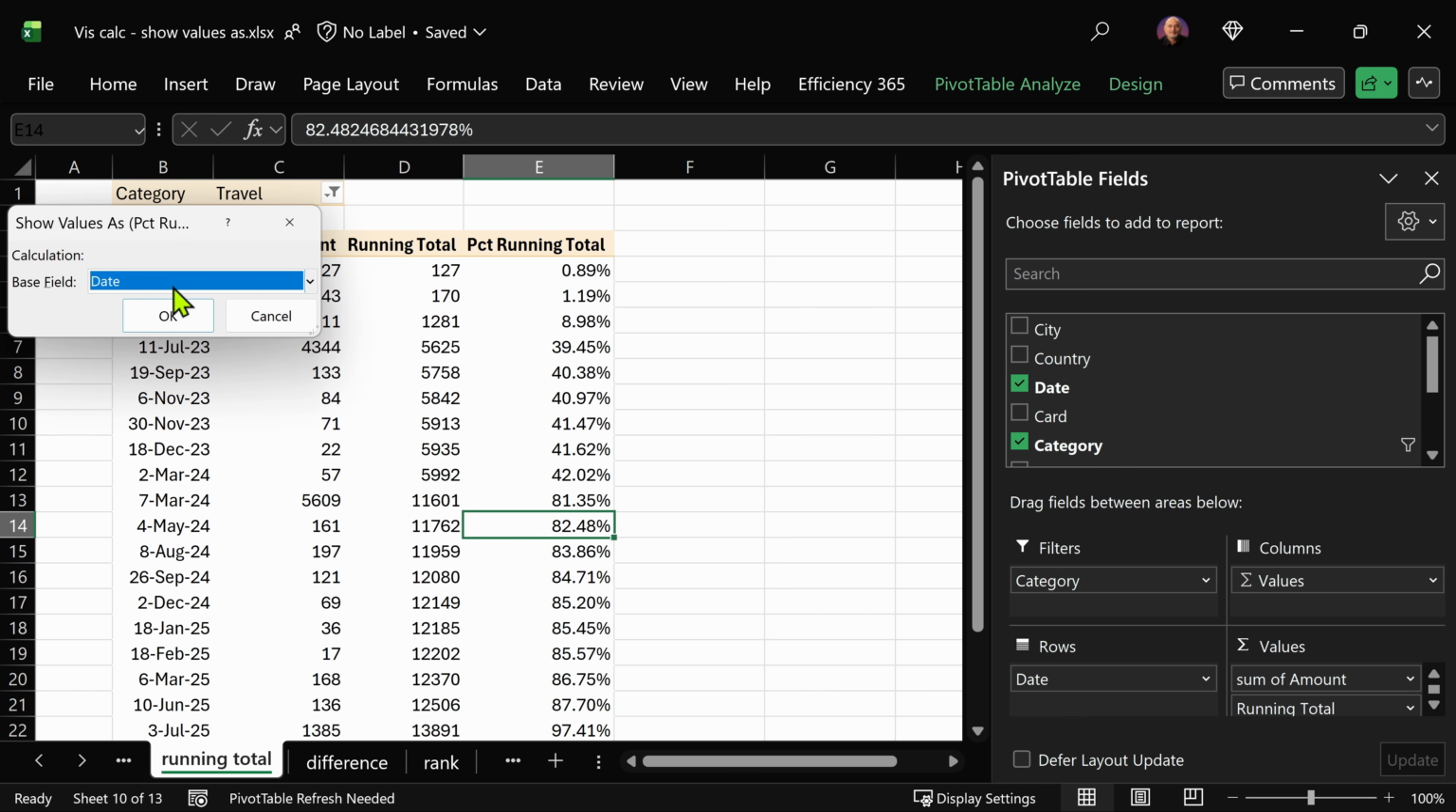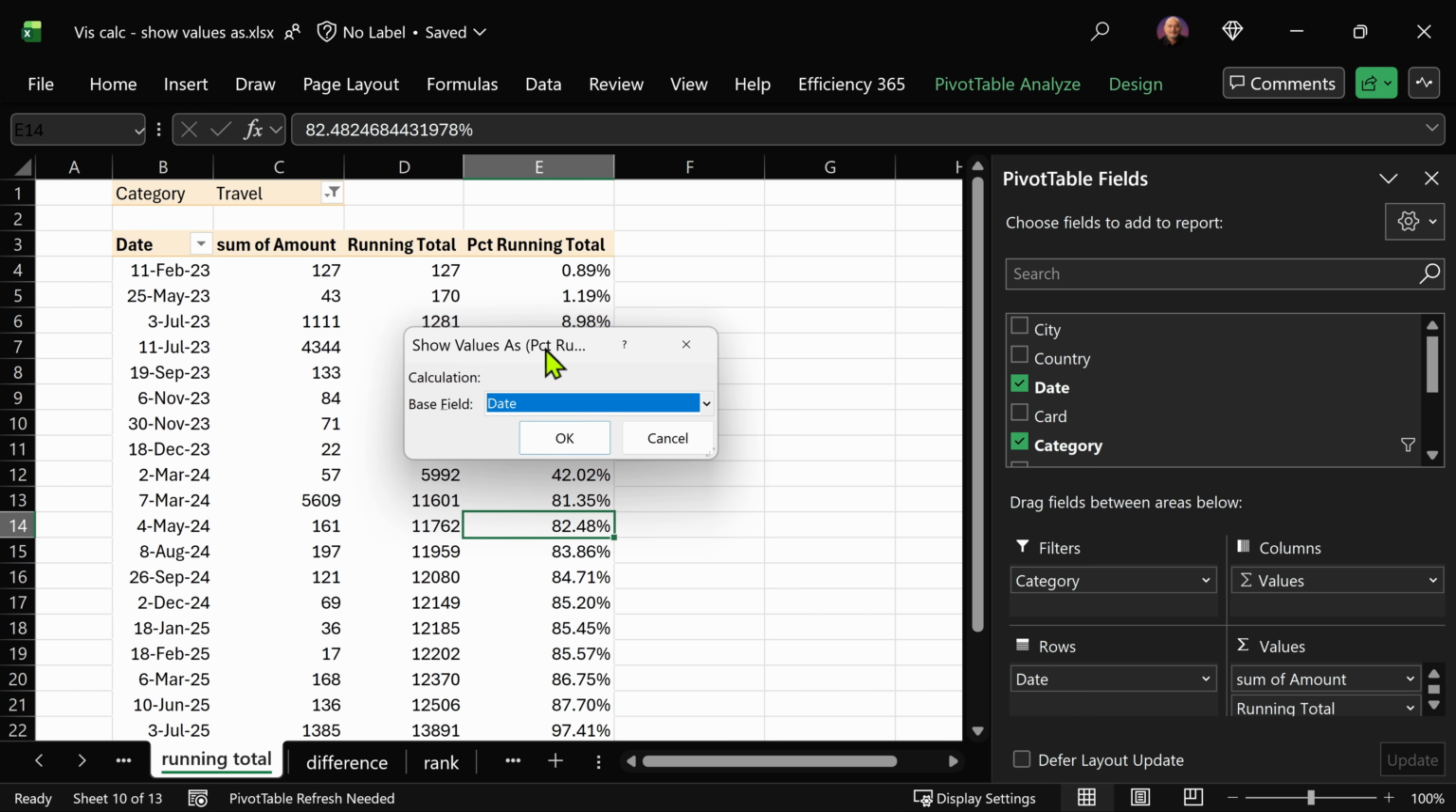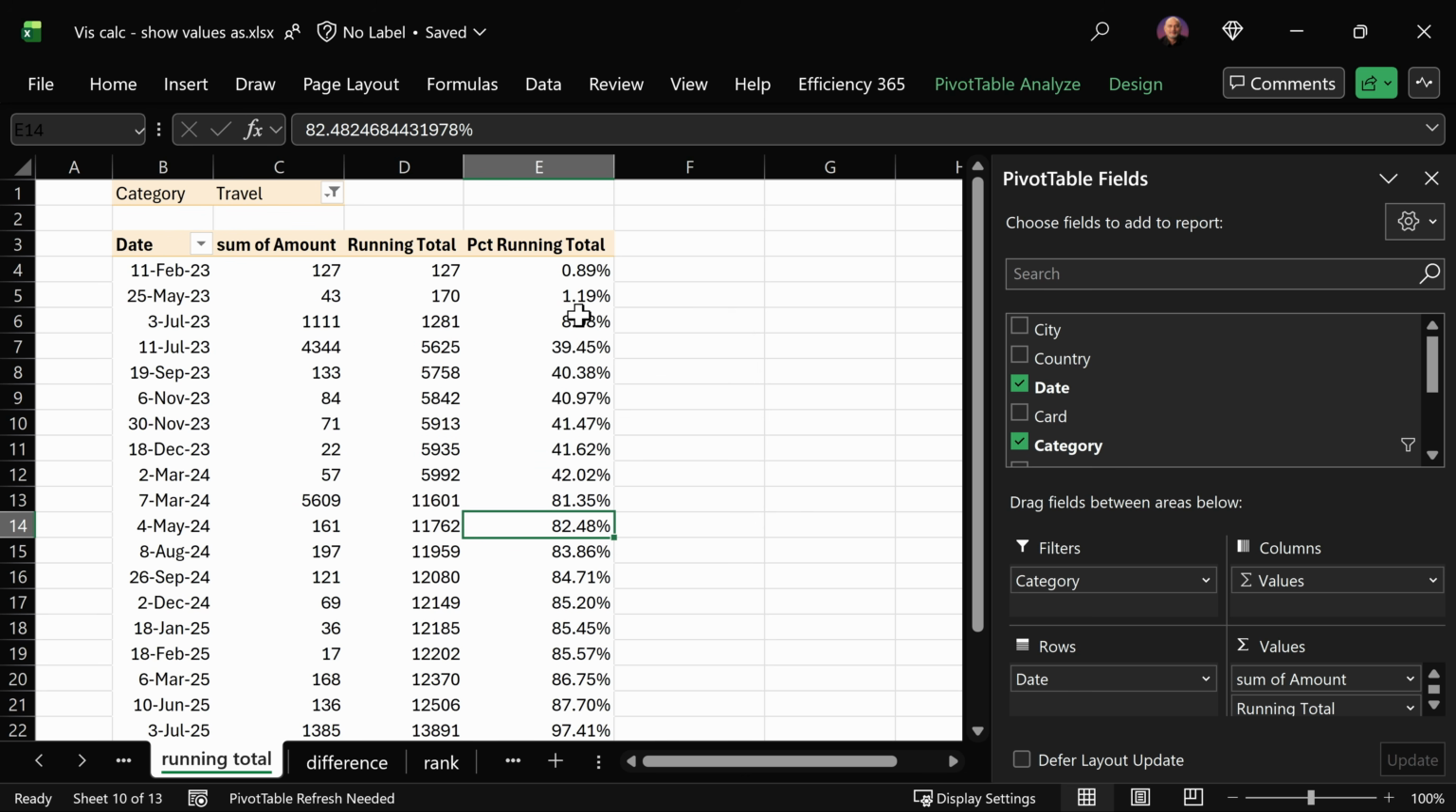And then it'll ask you, right now we have only one column date. If there were multiple items in the row area, it would ask you to select simple running total and running total converted to a percentage.